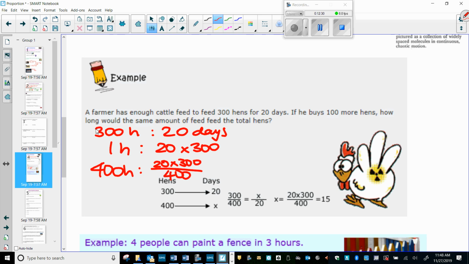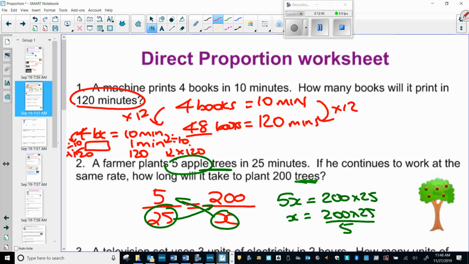Hang on, Hayden's hand is up. Couldn't you just find one hen and its days? Couldn't you just divide 20 by 300? No, and that's what I've said. If it was direct proportion, that's what we would have done, because that's what we were doing up here.